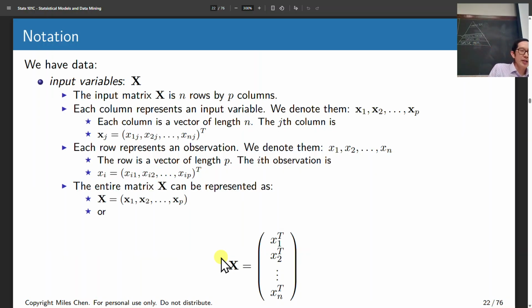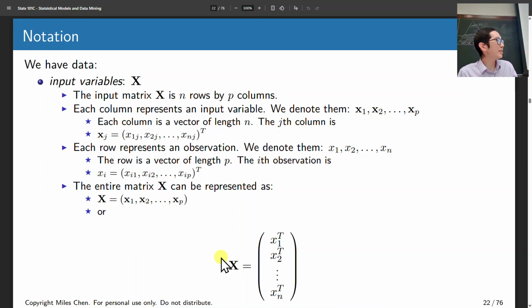Okay, so the idea here is, whenever we're doing machine learning or data mining, we have this data. This is all under the assumption that we're starting off with what we call supervised learning. We have a bunch of input variables, and then there's a response variable, and we're trying to predict the response variable, okay?